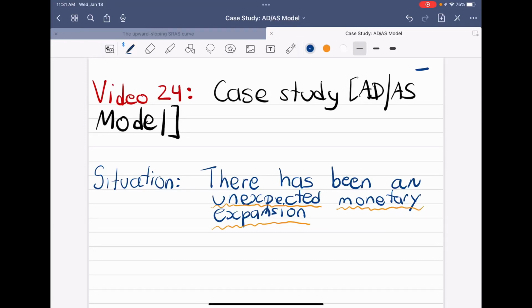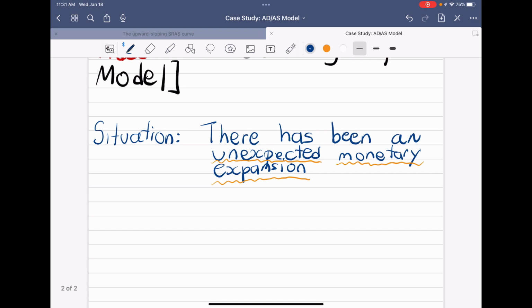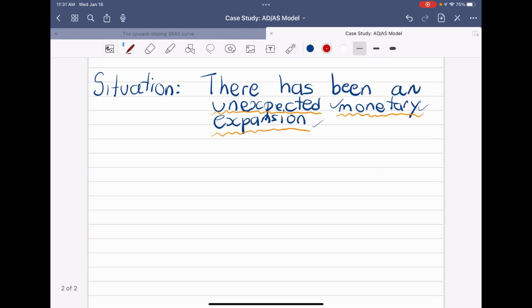This video is a case study of an AD and AS model. So let's say the situation in this case is that there has been an unexpected monetary expansion. Let's say for some reason, there could be thousands of reasons, but let's say that happened. How do we analyze this? What are the effects in the short run and the long run?